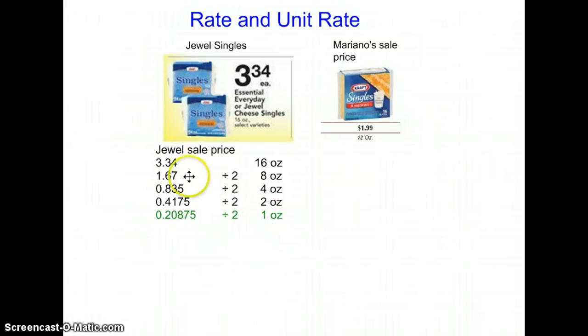$3.34 divided by 2 is $1.67. $1.67 divided by 2 is 83.5 cents. Divided by 2, divided by 2. So Jewel is coming up with a price of a little bit more than 21 cents per ounce. How does that compare to Mariano's?